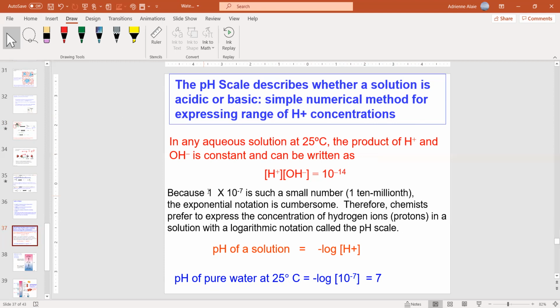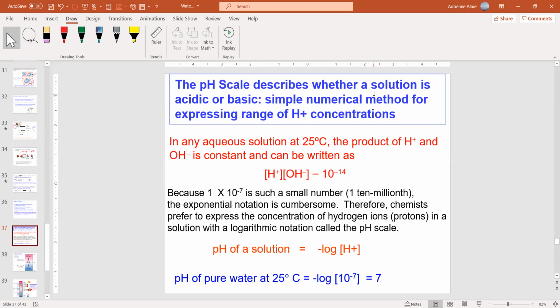Okay, so this is an obnoxious number. Who wants to deal with 1 times 10 to the negative 7? It's such a small number, it's 1 to the 10 millionth. It's cumbersome. So chemists prefer to express the concentration of hydrogen ions, so we can talk about whether something is acidic or basic, in a logarithmic notation. And so that's what the pH scale is.